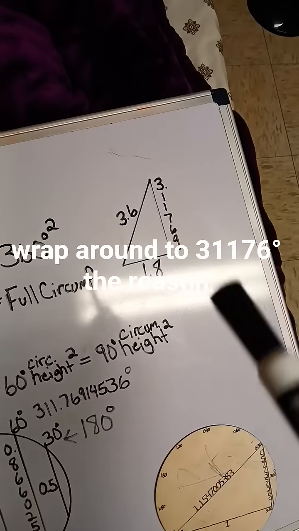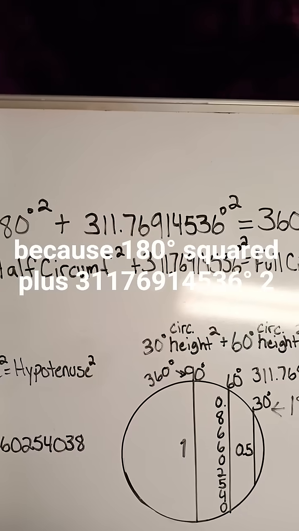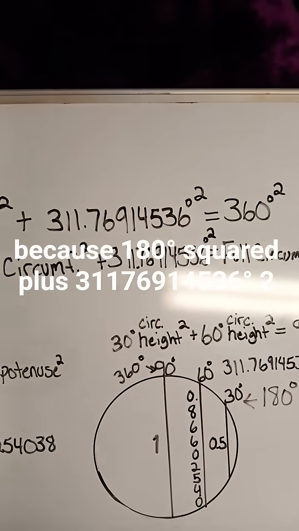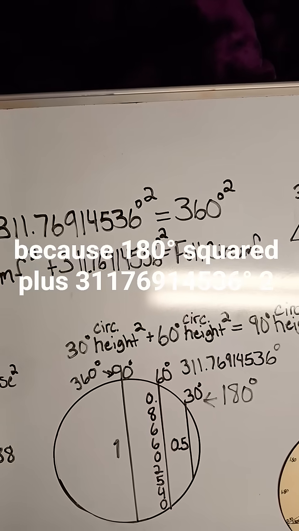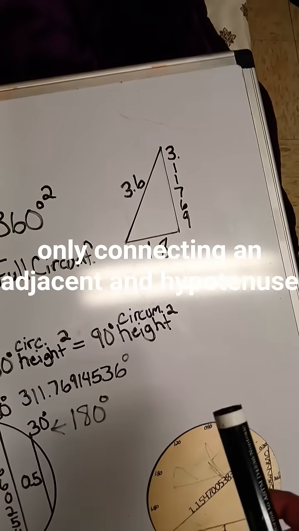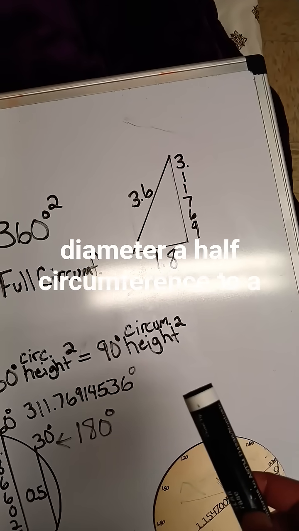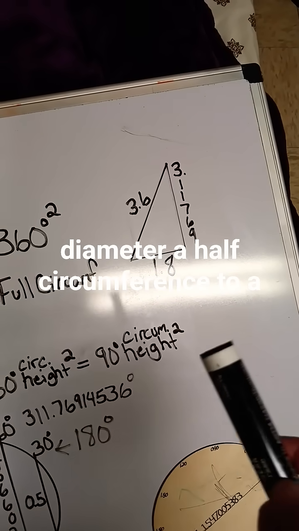311.76 degrees. The reason pi is equal to 180 degrees is because 180 degrees squared plus 311.76914536 degrees squared equals 360 degrees squared. So it's not only connecting an adjacent and hypotenuse, it's connecting a radius and a diameter, a half circumference to a circumference.